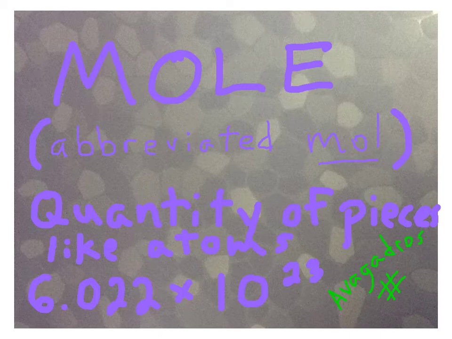A mole is a quantity of parts or pieces. We can use this in terms of atoms. The amount that a mole refers to is 6.022 times 10 to the 23rd. This is referred to as Avogadro's number, out of respect for the research that Avogadro did.